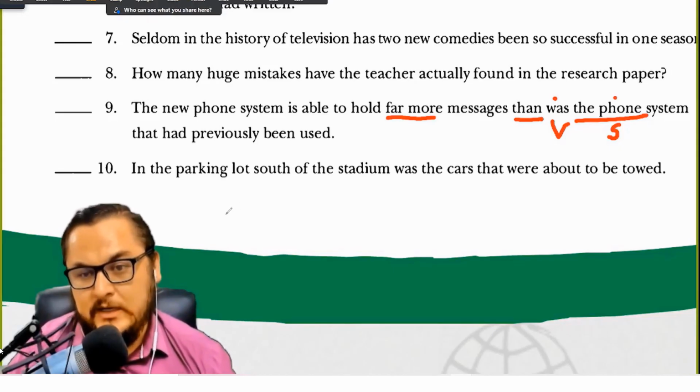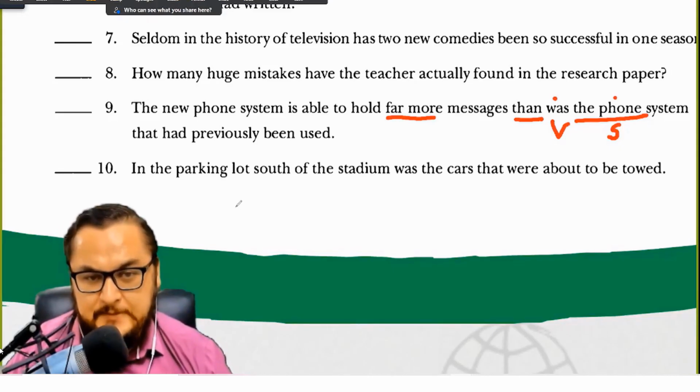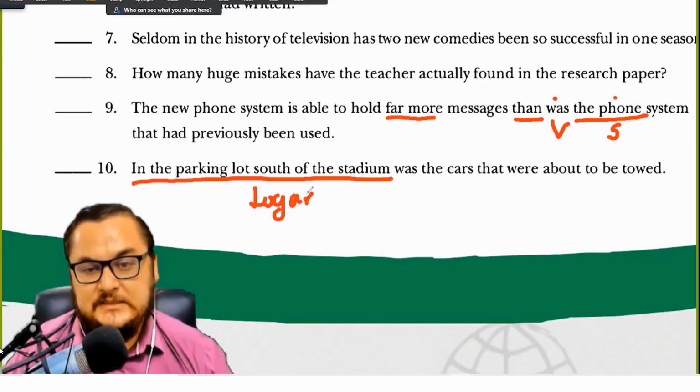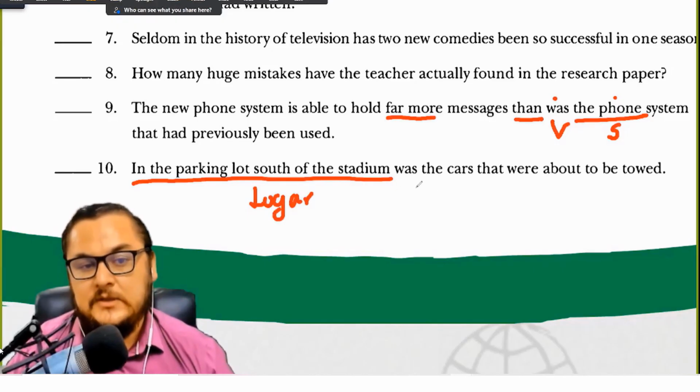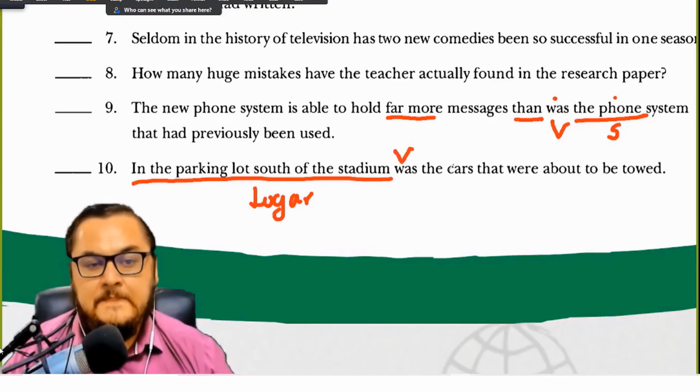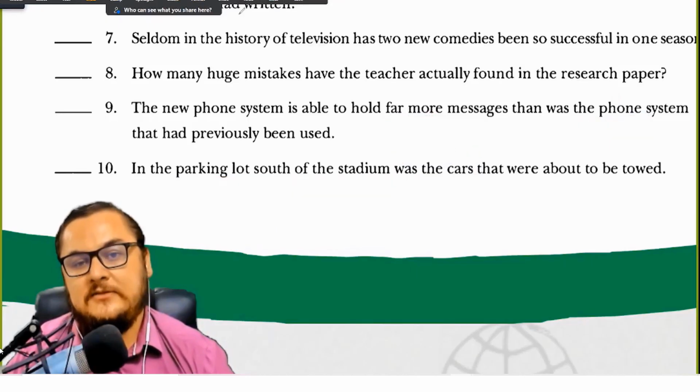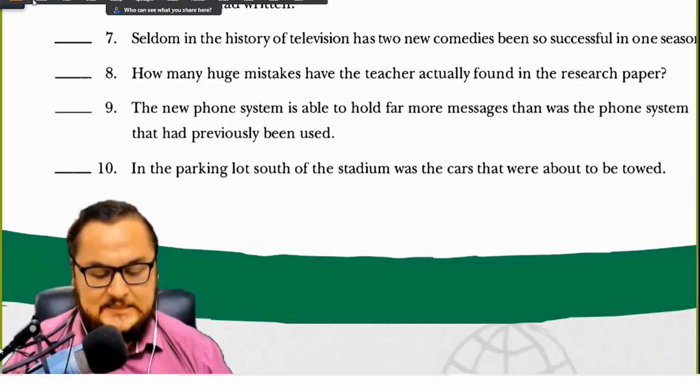Finally, at number 10 we find that in the parking lot south of the stadium. All this is a place. They are telling me that it is in the south parking lot of the stadium, and then I have a verb and then I have a subject. The subject is plural. The verb is singular. Therefore, this sentence is incorrect.